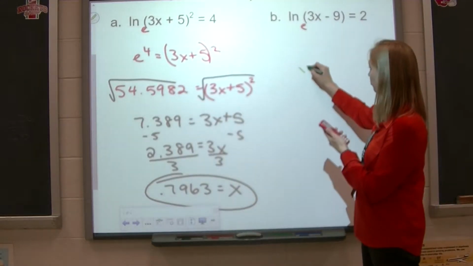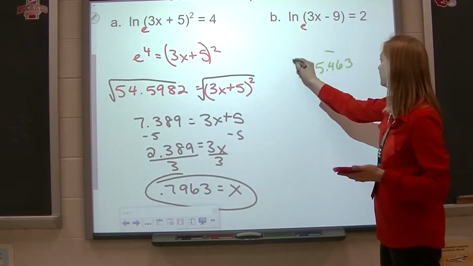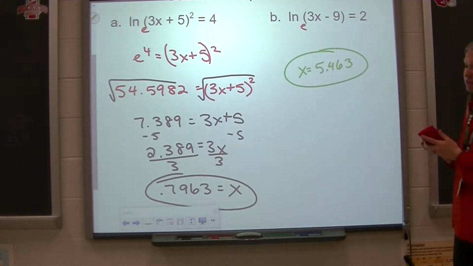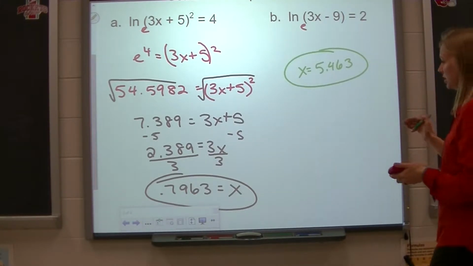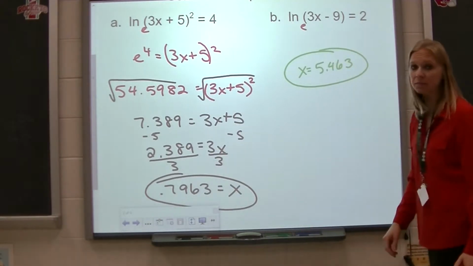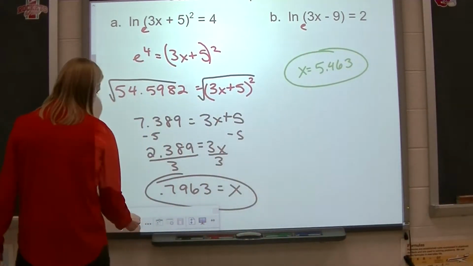But your answer should be 5.463. And you might have it rounded a little bit differently here, depending on how you type it in your calculator. I didn't round anything until the last step, so it might vary just a little bit. But you should get x equals 5.463. And again, if you missed that, bring that in tomorrow, and we'll discuss it.